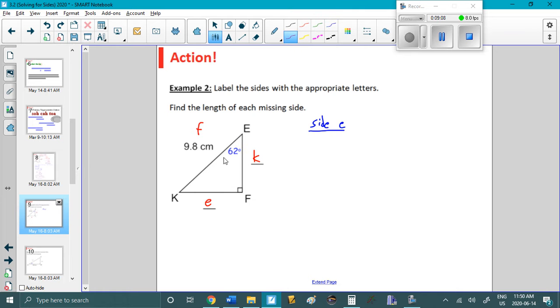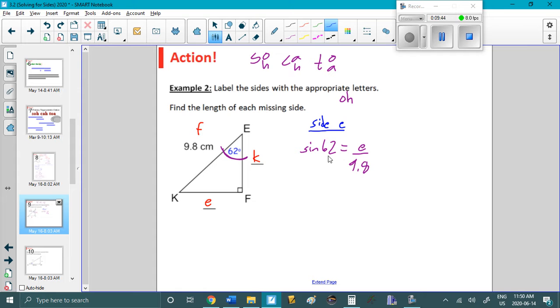If we're going to do this, this is our reference angle. Don't forget Sohcahtoa. It's going to tell us what ratios we're going to use. So from this angle, we have the hypotenuse, and we want side E, so we want the opposite. So we're dealing with O and H. So we look at Sohcahtoa until we find the one that has O and H, and it's sine. So sine 62 equals the opposite, which is E, over the hypotenuse, which is 9.8.